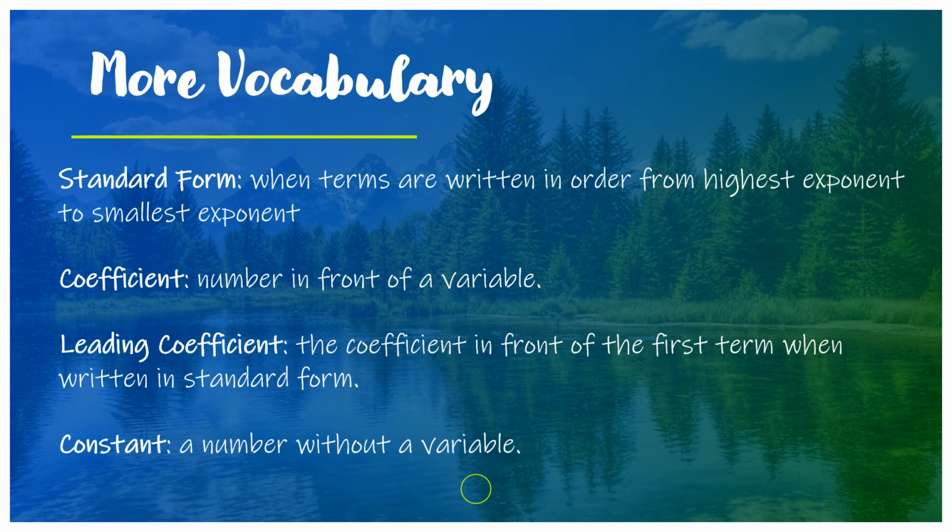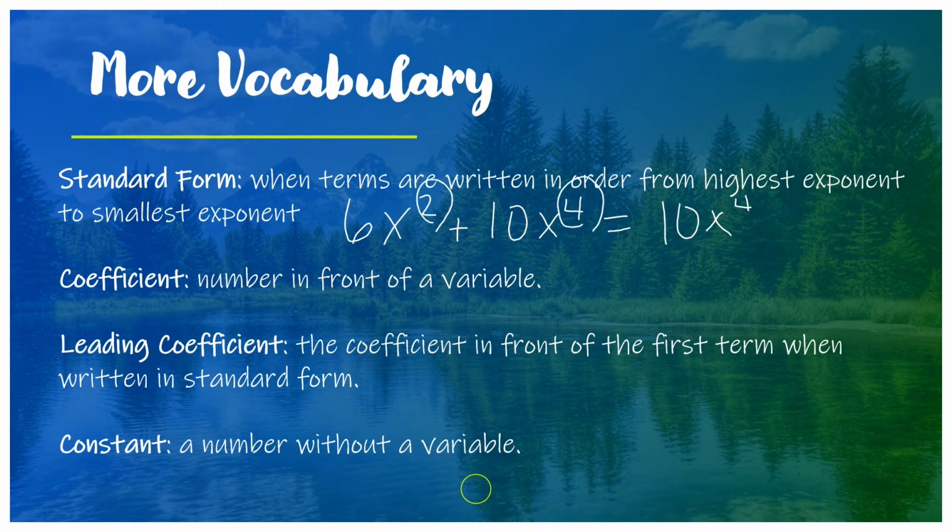So a couple more vocabulary words. The first one is standard form. Standard form is how we are going to write all of our final answers for polynomials, and it's in order from the highest exponent to the smallest exponent. So if you were given something like 6x squared plus 10x to the 4th power, then to write this in standard form, you would put 10x to the 4th first, since 4 is bigger than 2, and then plus 6x squared. And this would be considered the standard form.